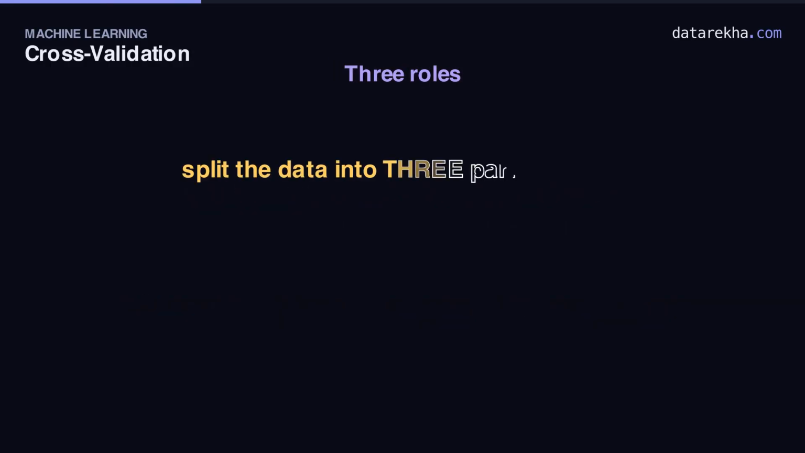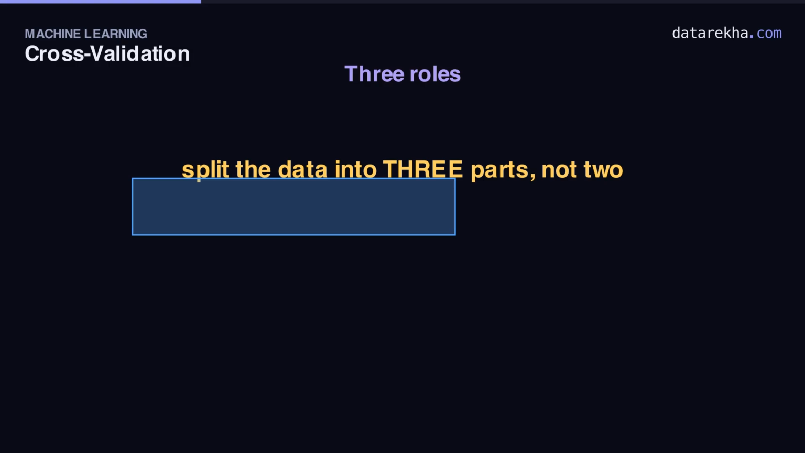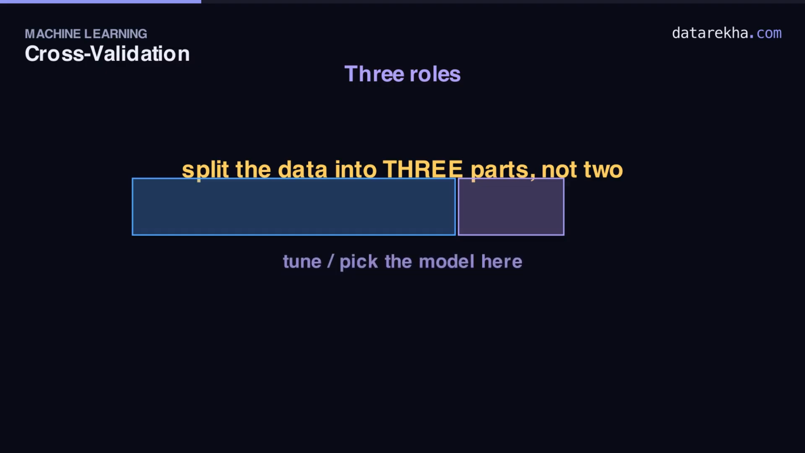Before we build it, we need to be clear about three jobs your data has to do, because mixing them up is where people leak information and fool themselves. So we split the full dataset into three parts, not two. The biggest slice is the training set. This is what the model fits, where it learns its parameters, its weights, its coefficients. The second slice is the validation set. This is where you tune, pick the hyperparameters, compare candidate models, decide how flexible to let it be.